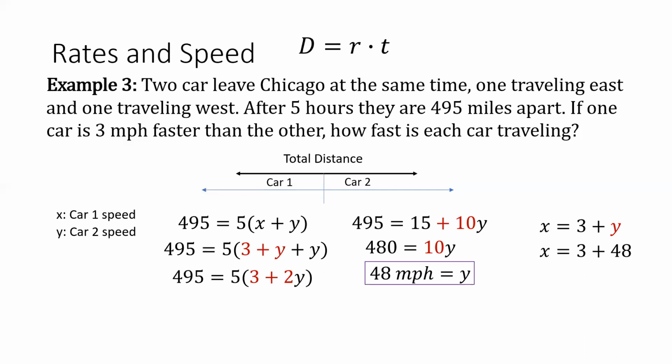Now to figure out how fast my X is going, I plug in 48 and I see that my X is going 51 miles per hour. And so again, this is pretty loose. That is a correct answer. I'd give full credit. If you wanted to be extra careful and give a normal person answer, you could say my slower car is traveling 48 miles per hour and my faster car is traveling 51 miles per hour.